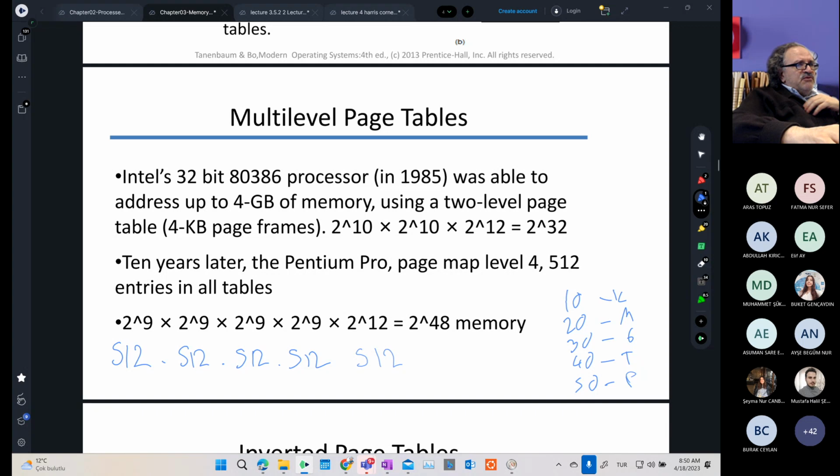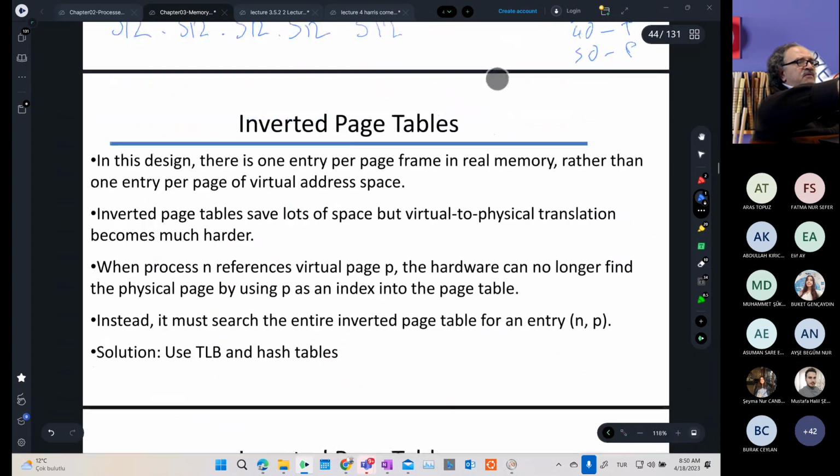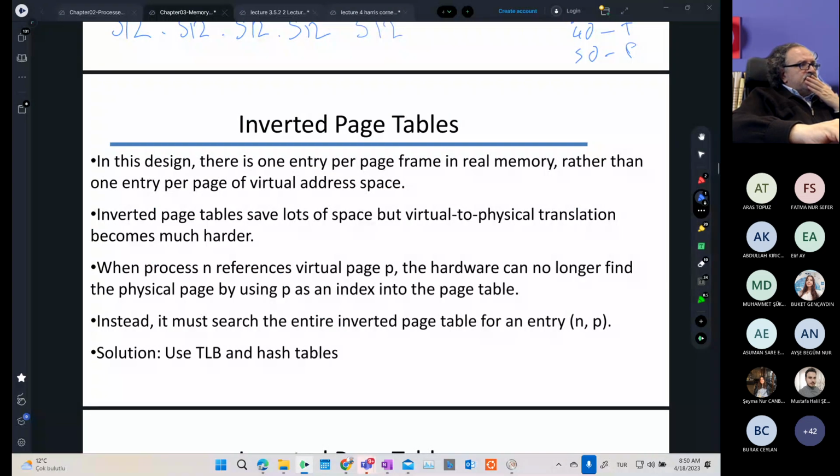If there are no questions, let's look at another solution for the large page table sizes. It is called inverted page tables. Okay, so the idea is this.